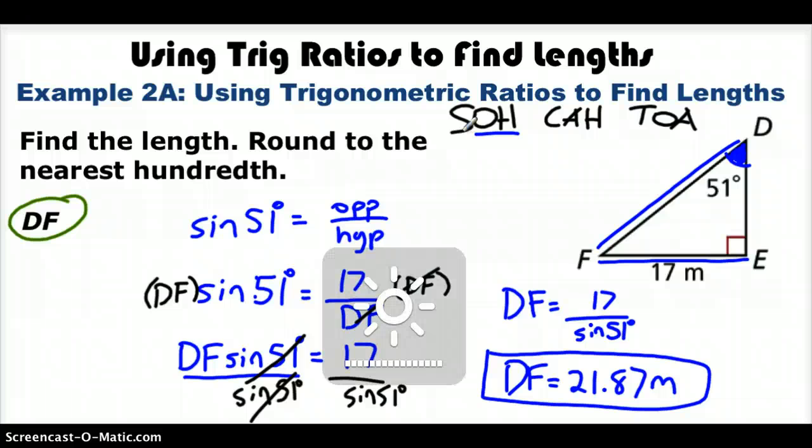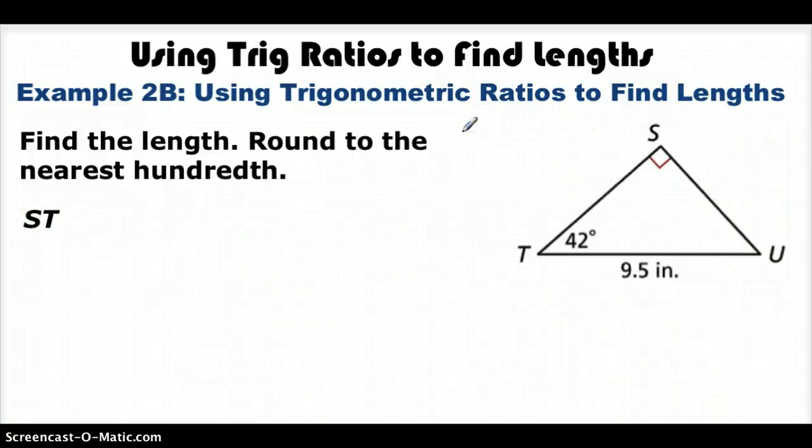Here's another one. This one says again, find the length and round to the nearest hundredth. It's the same kind of theme here. So let's check out what we know. Remember, we're looking for ST. We know that angle T is 42 degrees. The right angle is over there, so this is the hypotenuse, connecting the legs. So we know the hypotenuse, and we want to know ST, which is adjacent.